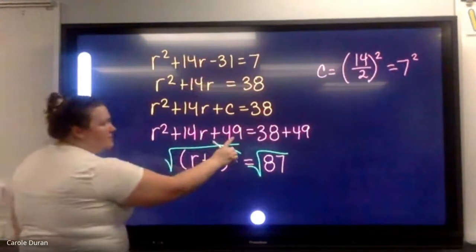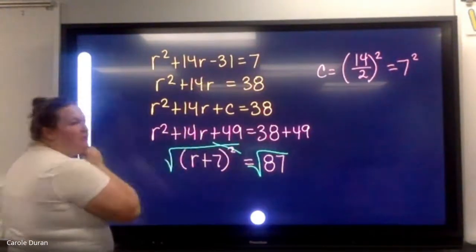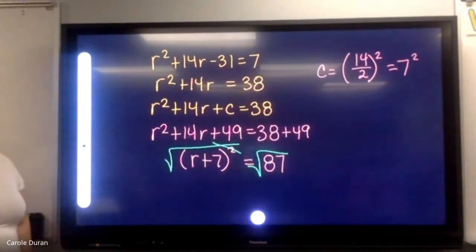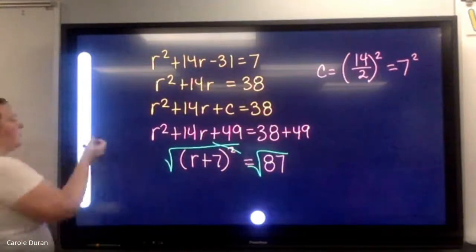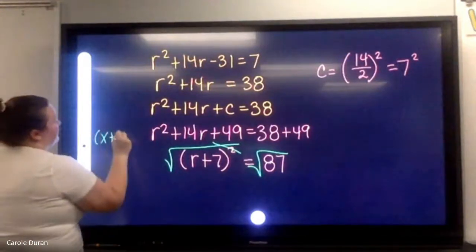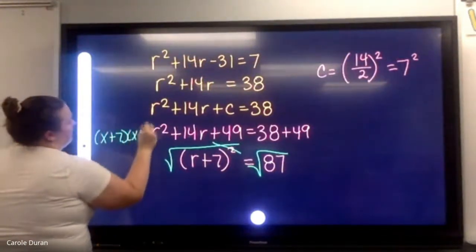Because 7 times 7 is 49. Oh, 7 plus 7 is 14. So it goes based on that number you got that you squared. You just basically have to factor. So it factored into this, and I just rewrote it as that squared.